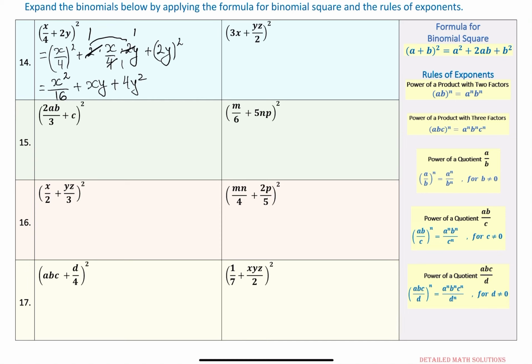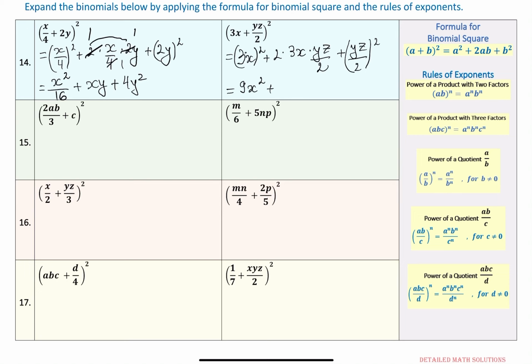Next exercise, 3x plus yz over 2 in parentheses squared. This equals first term squared, 3x squared, plus 2 times the first term, 3x, multiplied by the second term, yz over 2, plus the second term, yz over 2, squared. 3x in parentheses squared equals 3 squared x squared, or 9x squared.